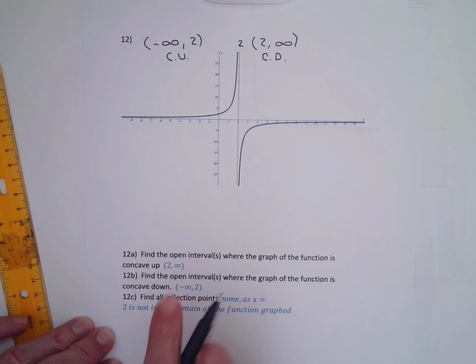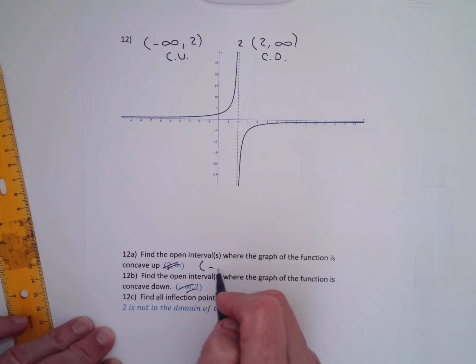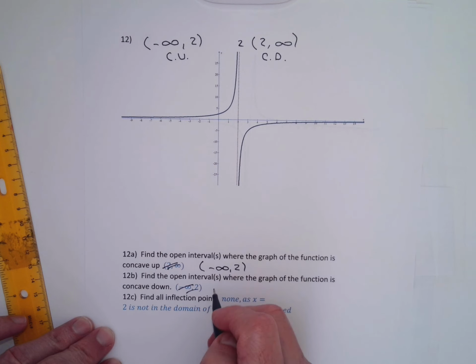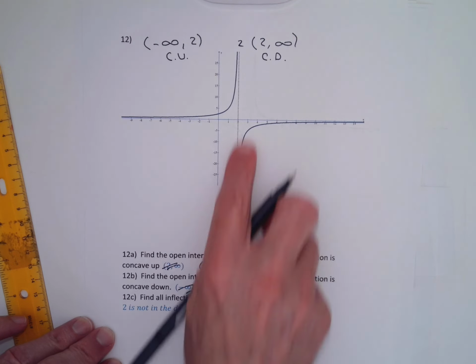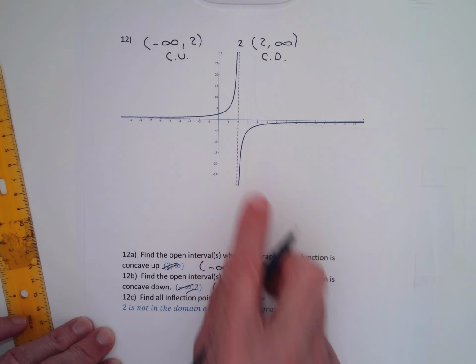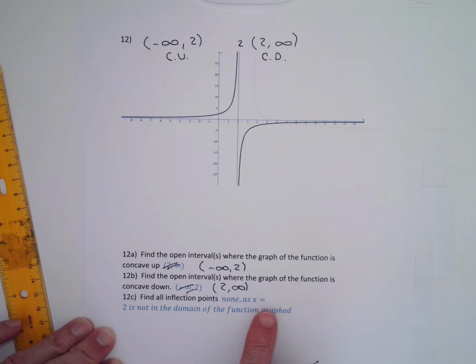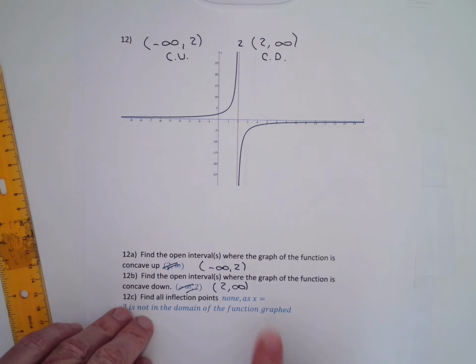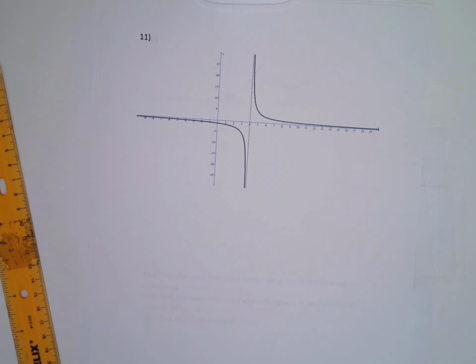Whoa. This is backwards. The first region, -infinity to 2, the graph is concave up. The second region, 2 to infinity, the graph is concave down. And there isn't an inflection point because 2 isn't in the domain of the function. There's an asymptote there, and you can't get an inflection point across an asymptote. Put this off to the side so I can fix my mistake.